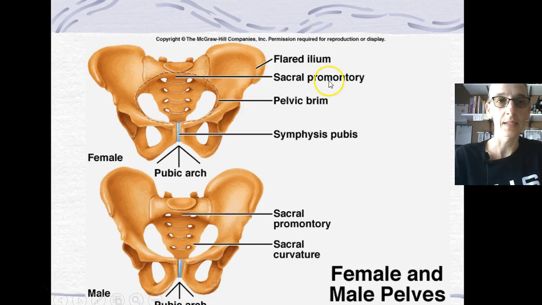All right, your flared ilium, sacral promontory, the pelvic brim, the symphysis pubis. This is your pubic arch. Okay, so you can see the difference here in your female pelvis and your male pelvis, how it is very much more flat and more heart-shaped.